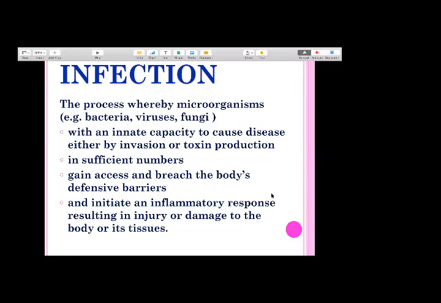The microorganisms try to gain access and breach the body's defensive barriers. And then there's a whole inflammatory response which is produced by our body that results in trying to overcome the injury or the damage to the body or its tissues. That's just the basic broad terms of infection, how it presents in a body, what is going on at the cellular level.